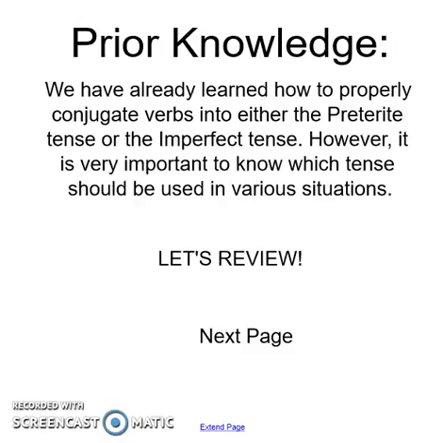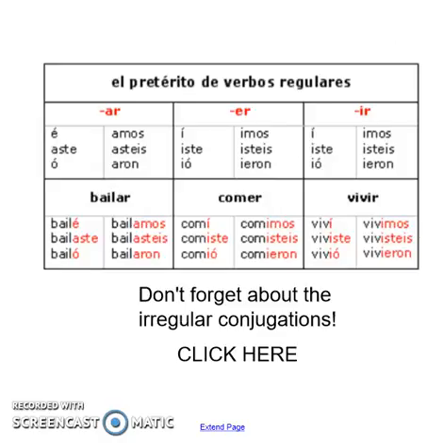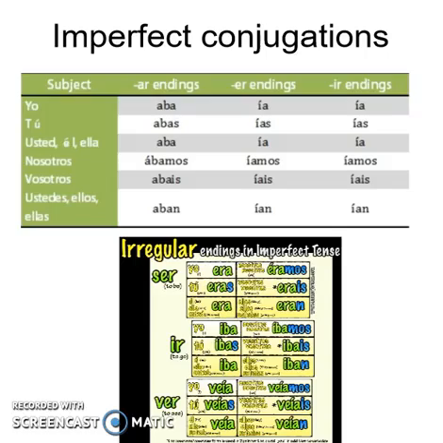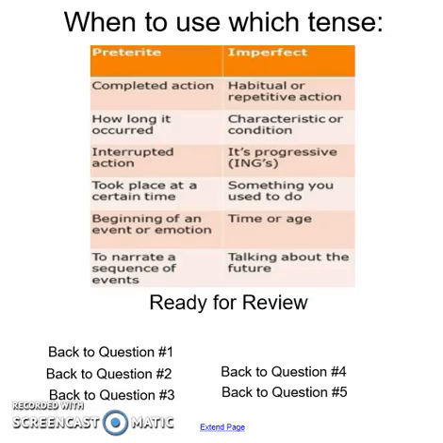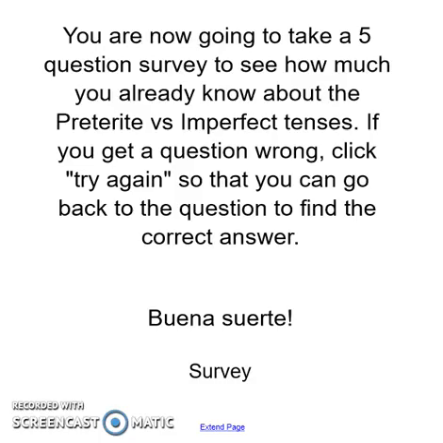So the beginning of the lesson reviews the preterite conjugations, including a video, if you click here, of the irregular conjugations. After that, it goes into how to conjugate into the imperfect tense, and then it goes into when to use which one. The students will then, having gone through the review, know when to use which one and how to conjugate. The lesson then begins with the pre-assessment.